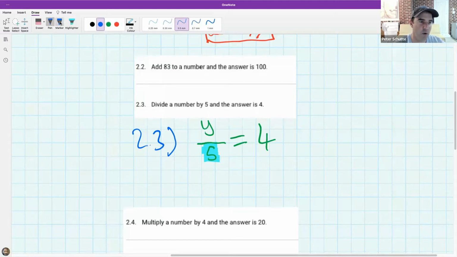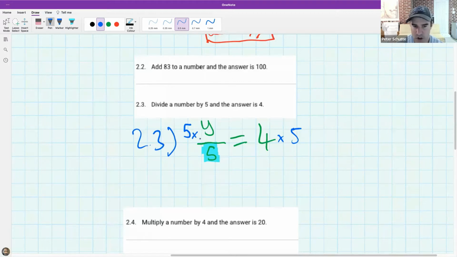So type in the chat, what's the opposite of divide by 5? Let's look at the chat. Tando says it's times by 5. Okay, so what I'm going to do is I'm going to multiply this side by 5, and I'm also going to multiply that side by 5. So what I've done is I've used the inverse process of dividing by 5, or the opposite.